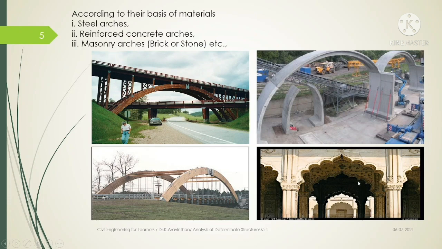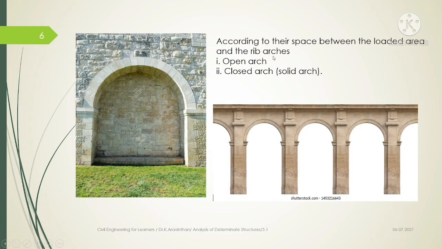Many of the monuments have masonry arches. Therefore, they are made up of stone material and they are connected. So you can see the crown here, and each and every material is connected. So they are segmented. Another thing is according to the space between the loaded area and the rib arches.